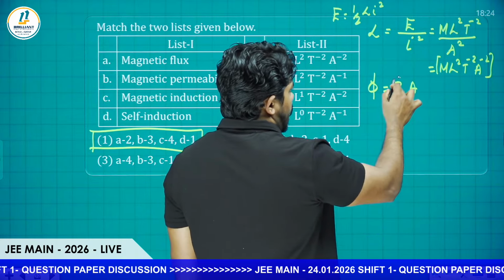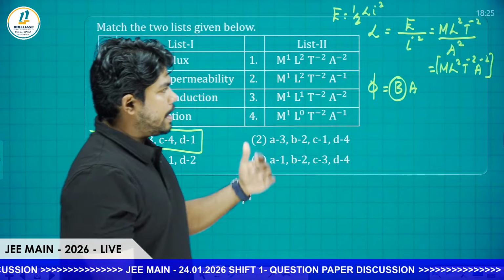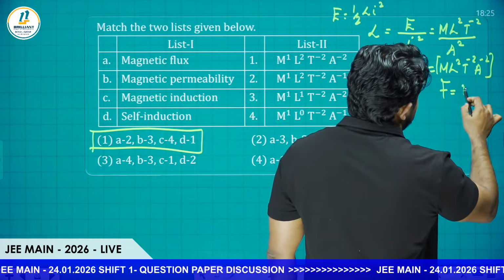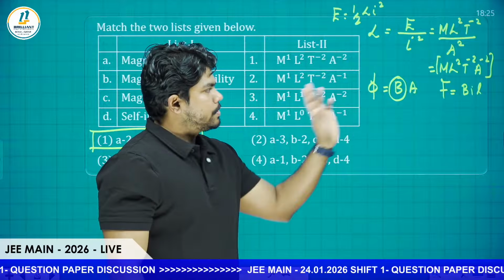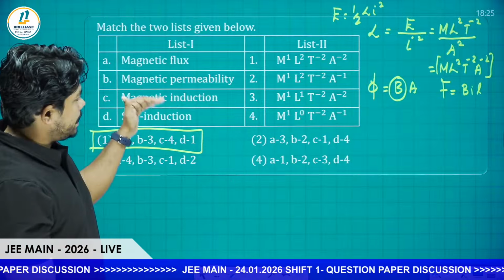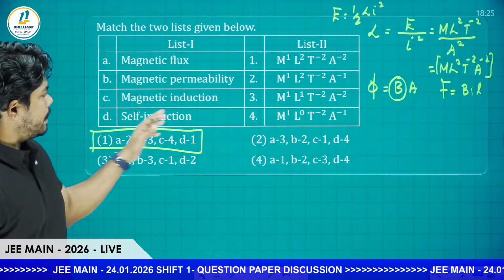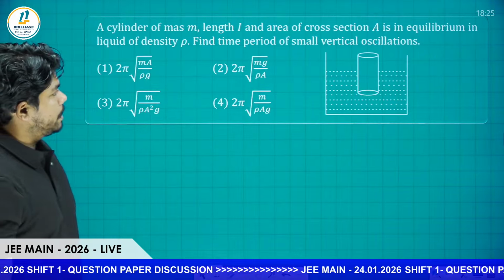The problem is you have to be very clear about what is the dimension of B, and that we can actually find from F is equal to either QVB or BIL, from where you can find B and then substitute it. But here we can actually get the answer without doing that much effort, just by analyzing one of the options. Okay, so moving on to the next one.